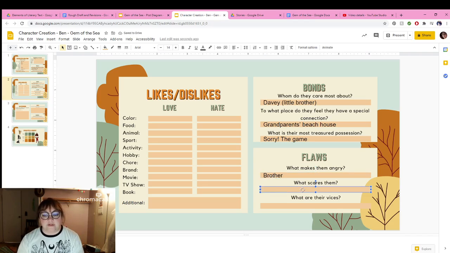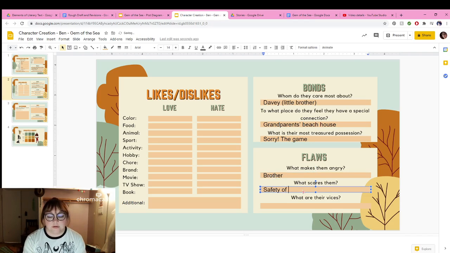And what scares him? The safety of his brother. For two reasons. One, he does love his brother. And two, he's put in charge. It's his job. So if Davy gets hurt, then obviously he failed his job. So I guess that's another thing that scares him, is failure.